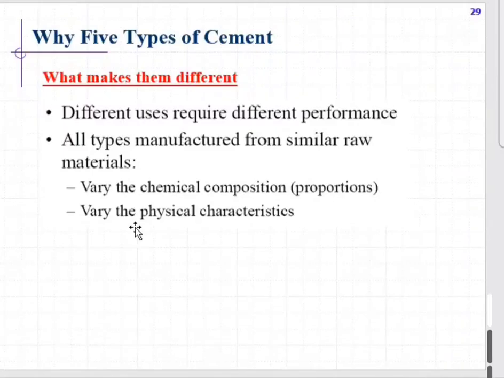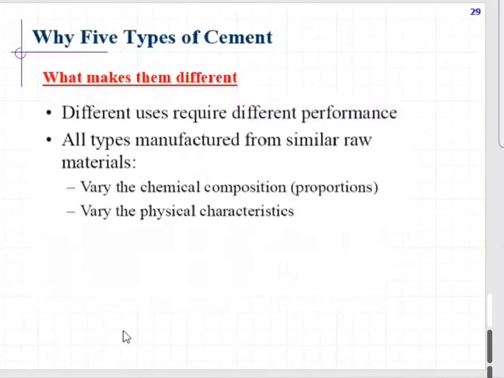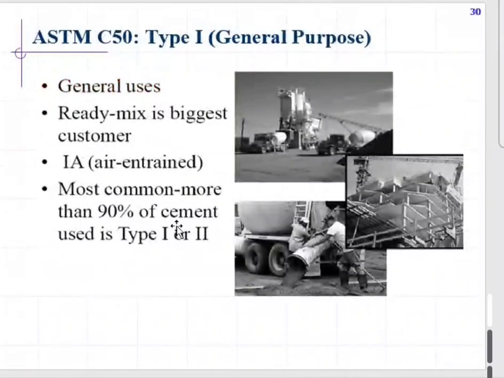So why do we have these 5 types? These are required as per the conditions or different performances. If we vary the chemical composition or physical characteristics, we can get different types. If we want high early strength cement, we can go for a higher content of C3A and C3S. For low heat of hydration, we can reduce the C3A. For sulfate resistance, we can reduce the content which can react with the sulfates. So by controlling the chemical composition and physical characteristics, we can develop any kind of cement.